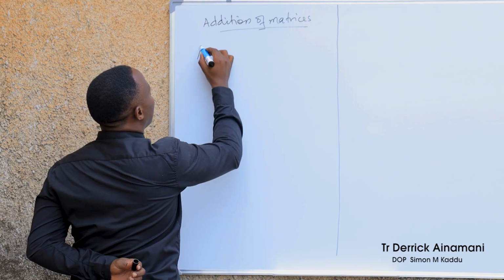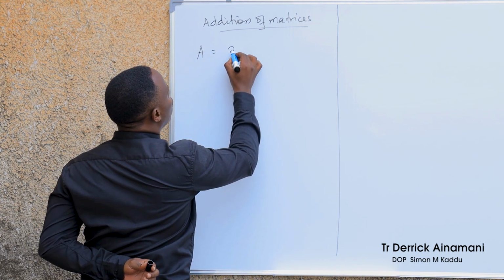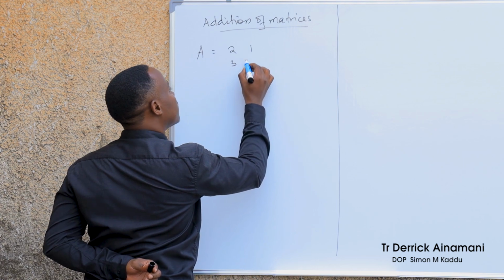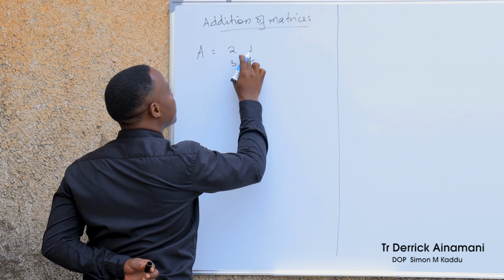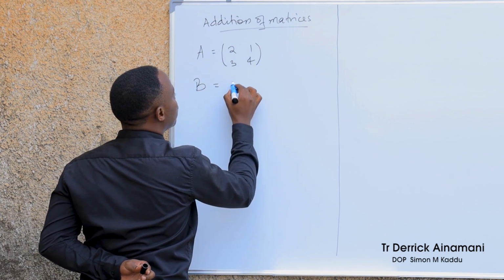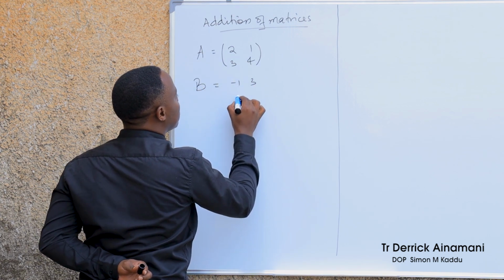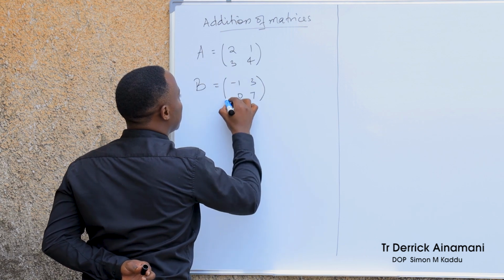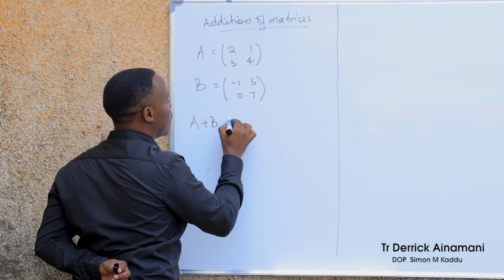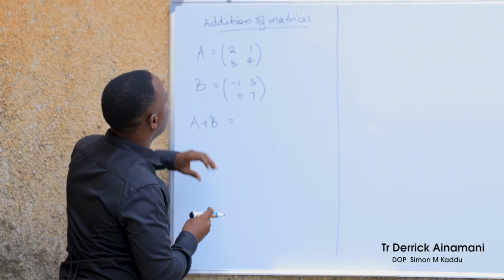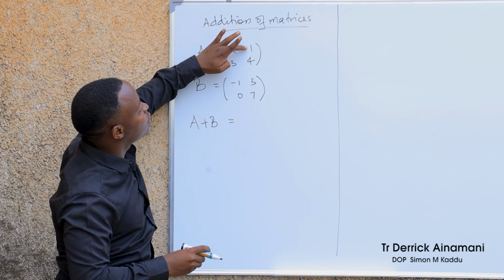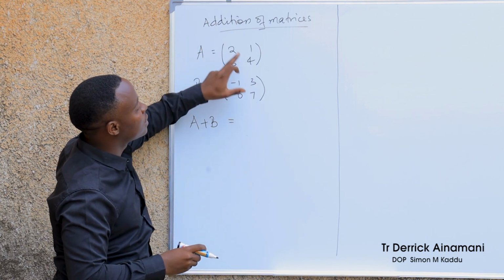Let's say matrix A is equal to 2, 1, 3, and maybe 4, but not negative, just 4. And then matrix B is equal to negative 1, 3, 0, and maybe 7. If you are asked to add A plus B, you simply take the one which is in this position and add it to the one which is in this position. The one which is in this position is added with the one which is like that.